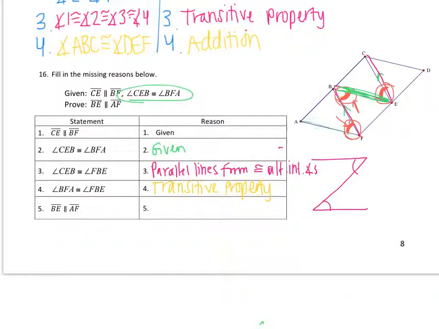And our last and final step is to prove that BE is parallel to AF. And again, I always want to try and find a Z, and I just found one. Although it's backwards, it still has the same concept. So here, because I have these angles congruent, I know that my lines are parallel, because congruent alternate interior angles form parallel lines. And again, they're alternate interior because they made that bright green Z.